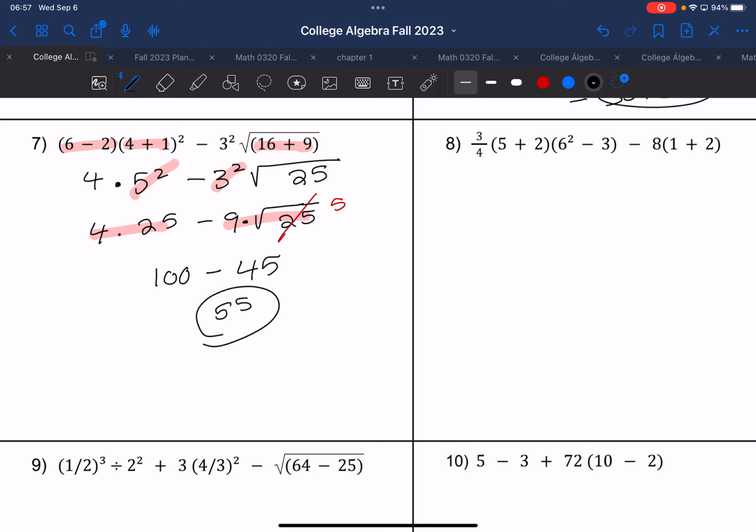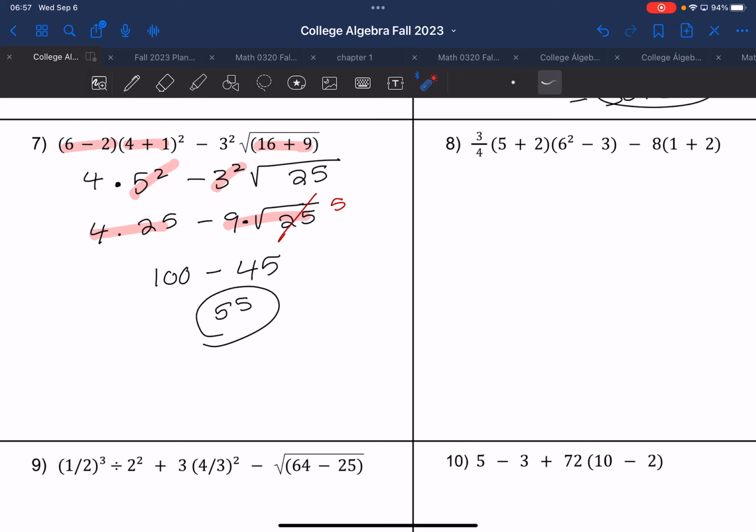We could have technically simplified that square root of 25 once we simplified this part right here in the problem, that 16 plus 9, and then saw that it turned into 25. We could have just right there said, okay, square root of 25 is 5. So we could have done that one step earlier. So at that point it would have been minus 3 squared times 5? Yes.